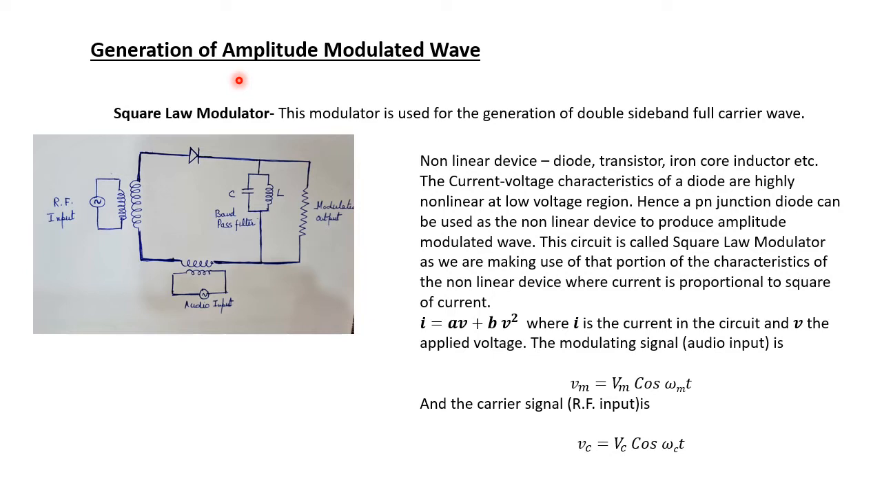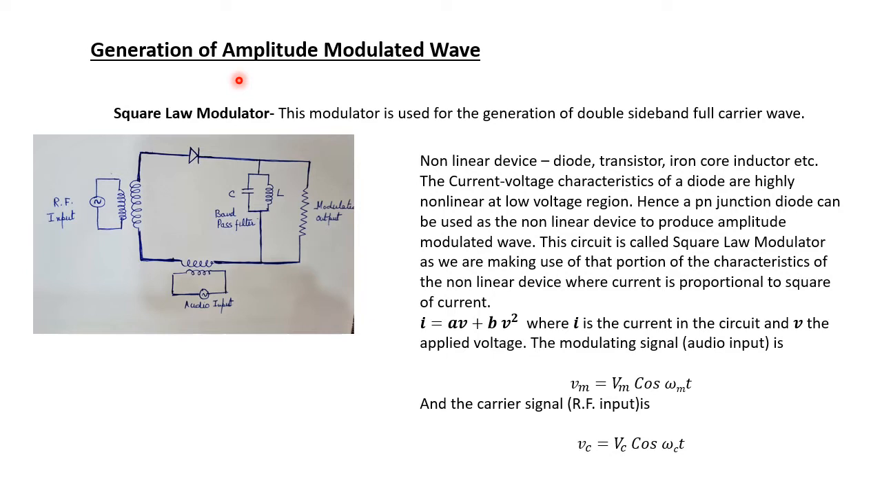In the previous sections, we already have discussed that the amplitude modulated wave can be divided into different categories. The first is double sideband full carrier wave. The next is double sideband suppressed carrier wave, and after that single sideband and vestigial sideband amplitude modulated wave.